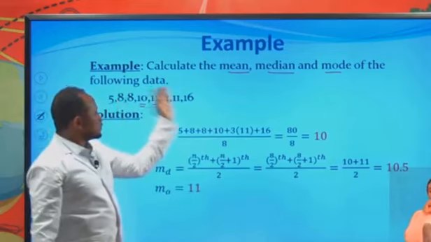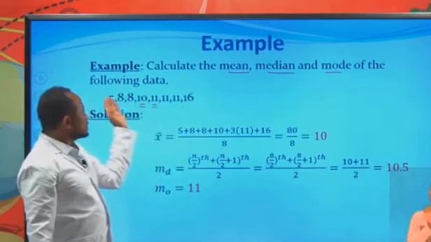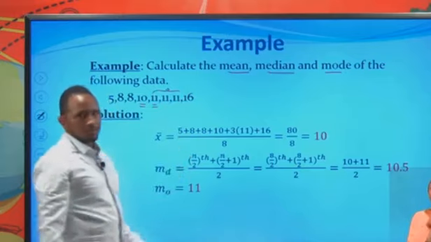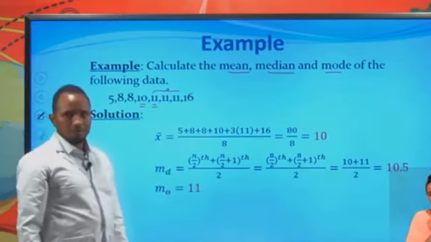Mode is the most frequent value from this data set. The most frequent value is 11. It appears 3 times. Therefore, the mode is 11.